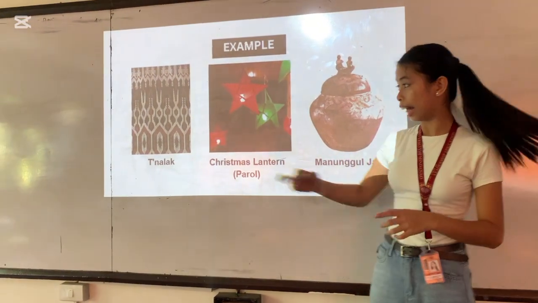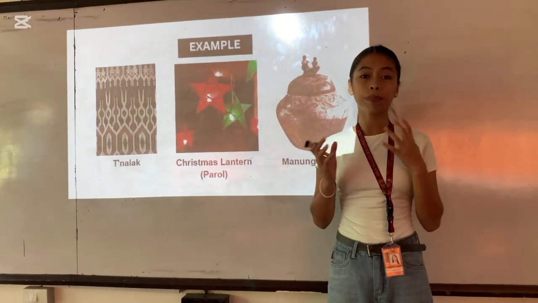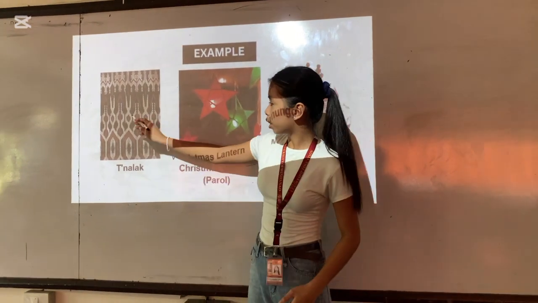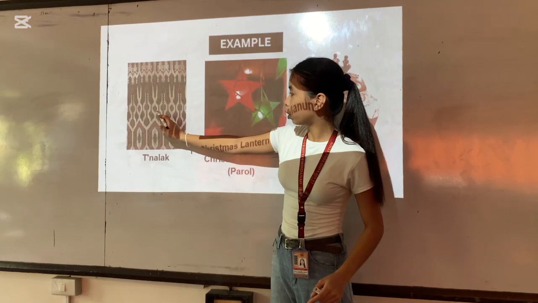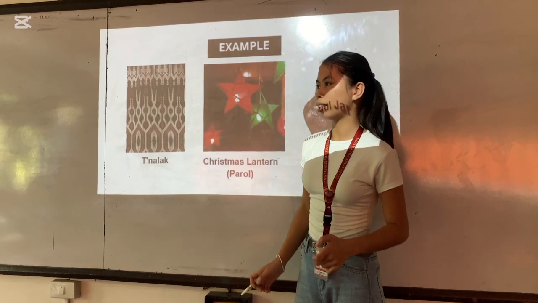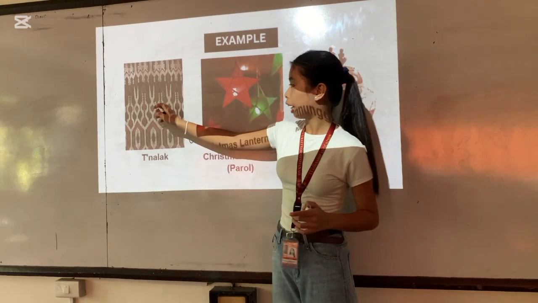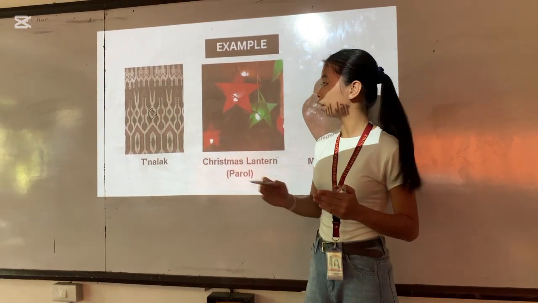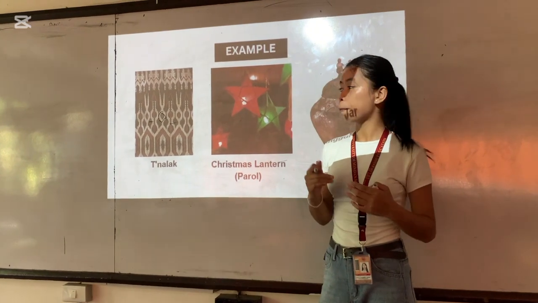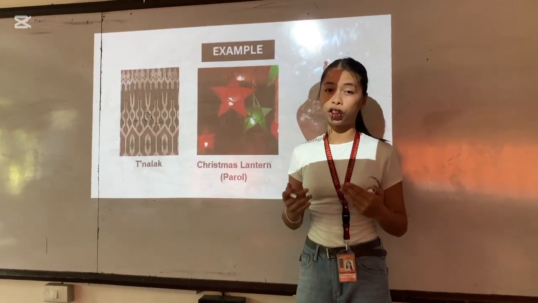Okay, another example that we can see in the culture of the Philippines. One example is tinalak. Tinalak is a woven fabric usually seen among the T'boli people located in Mindanao. As you can see, its pattern is a diamond. When you draw a line through the center of the diamond, it has similar shapes or patterns on both sides. So this creates mirror images, which is one example of reflectional symmetry.